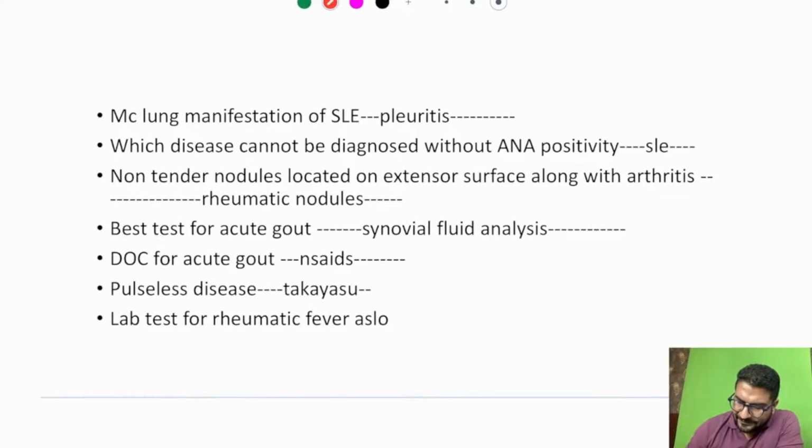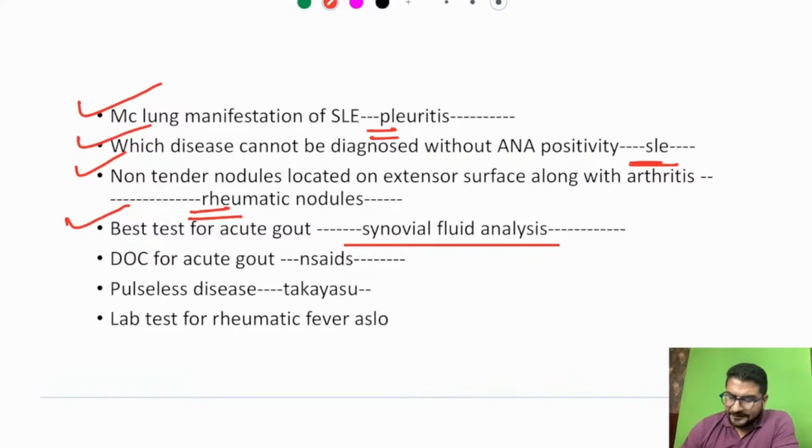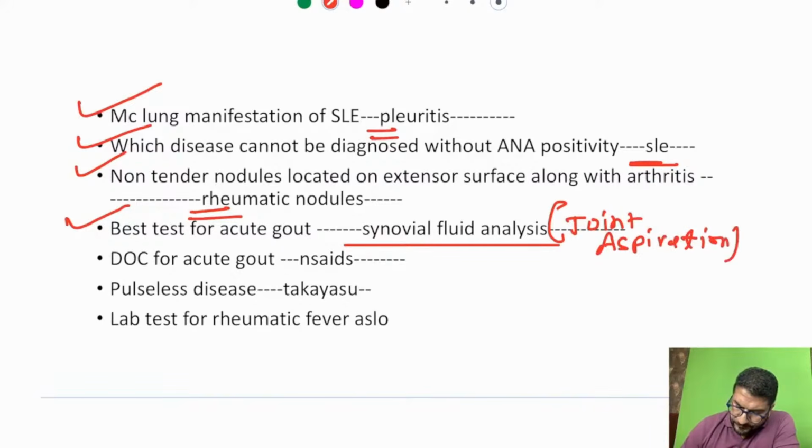Most common lung manifestation of SLE, pleuritis. Which disease cannot be diagnosed without ANA positivity? Again it is SLE. Non-tender nodule on extensor surface in RA patient, it is rheumatoid nodule. गाउट के लिए बेस्ट टेस्ट क्या होगा? साइनोवियल फ्लूइड एनालिसिस. मीन्स ये आपको कहाँ से करना पड़ेगा? This sample you need to take from joint aspiration. Drug of choice for acute gout, NSAIDs.